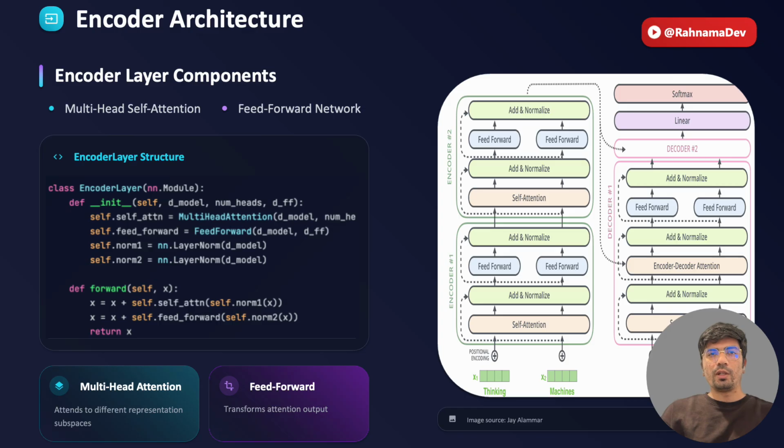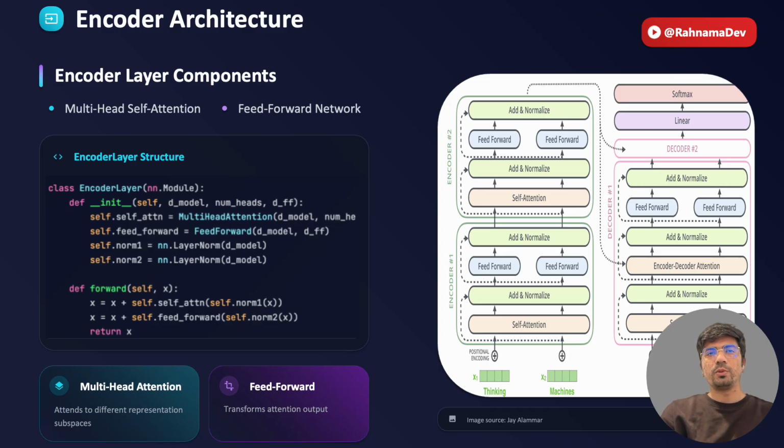For example, one head might focus on syntactic relationships, like subject-verb agreement. Another on semantic relationships, words that often appear together, and so on. The outputs of all heads are then combined, giving the model a richer, multi-dimensional understanding of the input. This multi-head approach is crucial for capturing complex linguistic patterns.